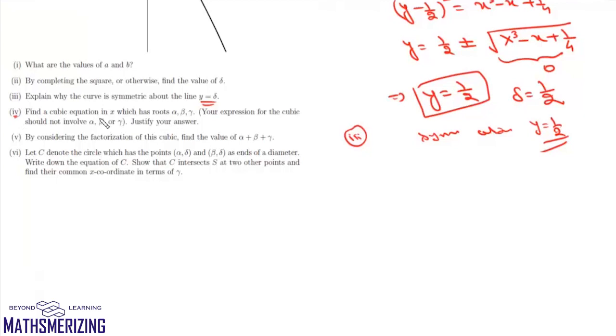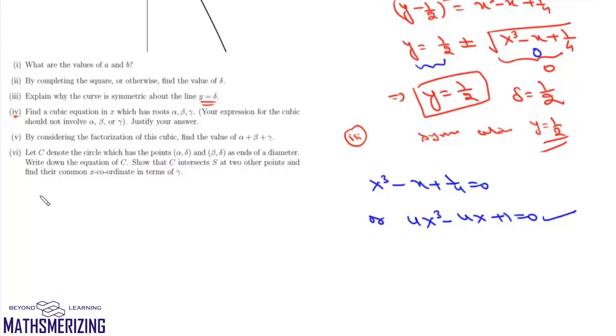This fourth one is find a cubic equation in x which has roots alpha, beta and gamma and justify your answer. Now alpha, beta and gamma are the x coordinates of the points where the value of y is 1/2. Now we know that the value of y will be 1/2 when the expression within the square root is 0. So the cubic equation for which we'll get y equals delta is x cubed minus x plus 1/4 equals 0, or we can express this as 4x cubed minus 4x plus 1 equals 0. So this is the required cubic equation.